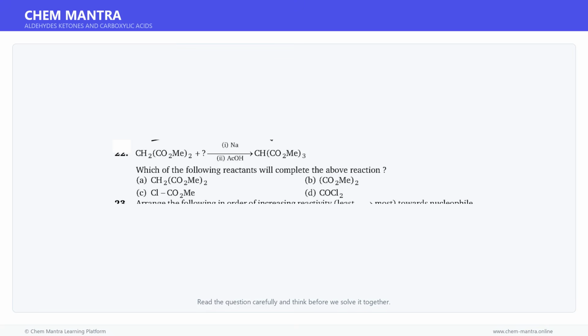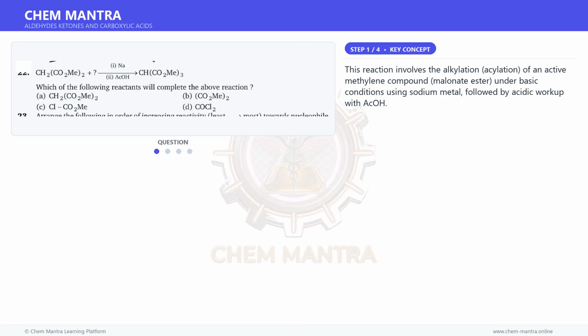Here is a question. Read it carefully and think about the answer. Let us solve it step by step. Let us first understand the key concept here. This reaction involves the alkylation, acylation, of an active methylene compound, malonate ester, under basic conditions using sodium metal, followed by acidic workup with AcOH.